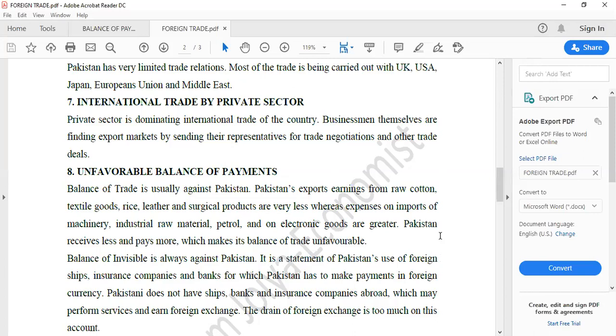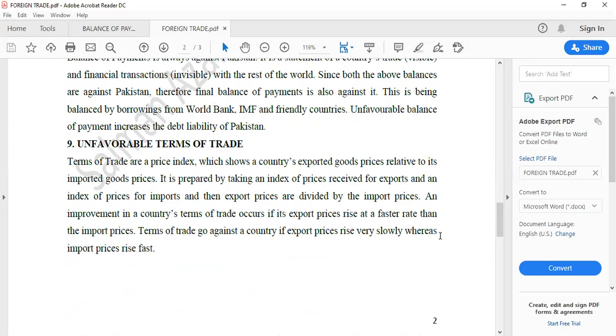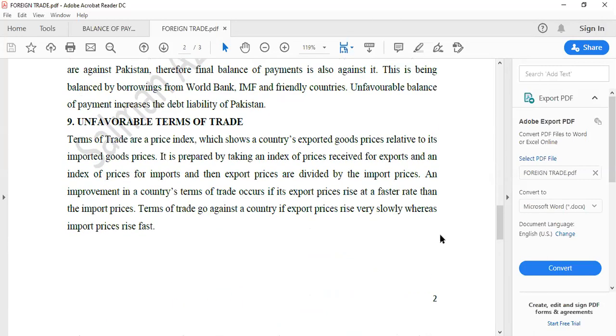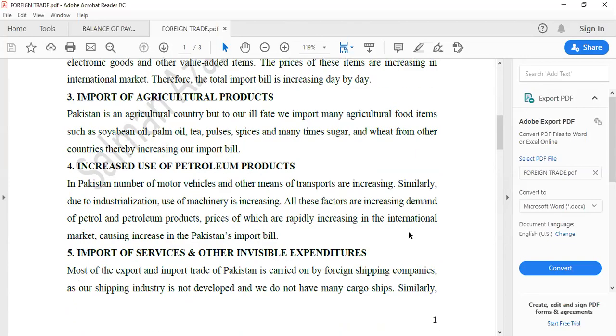Unfavorable balance of payments is also because of trade deficit. It is also because of higher imports. Last is unfavorable terms of trade. Unfavorable terms of trade is that we import more, we export less, or the prices that we get on our exports are lower than the prices that we pay for our imports. These are the characteristics of foreign trade in Pakistan.